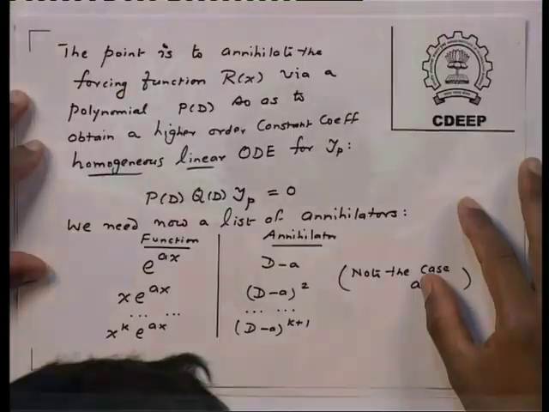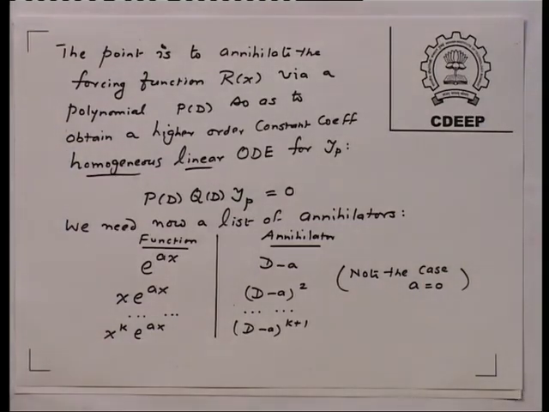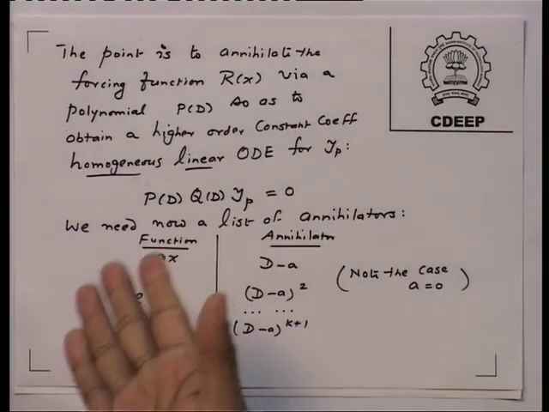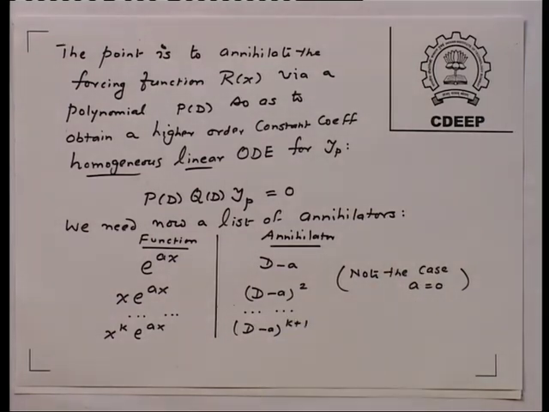So the point is to annihilate the forcing function R(x) via a polynomial P(D), so as to obtain a higher order constant coefficient homogeneous linear ODE for yp. You do not have to write down all these things, you just write down the table. We just need a list of annihilators now. No, it is pretty easy.